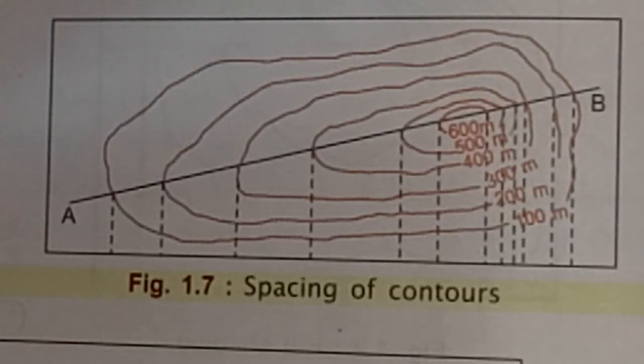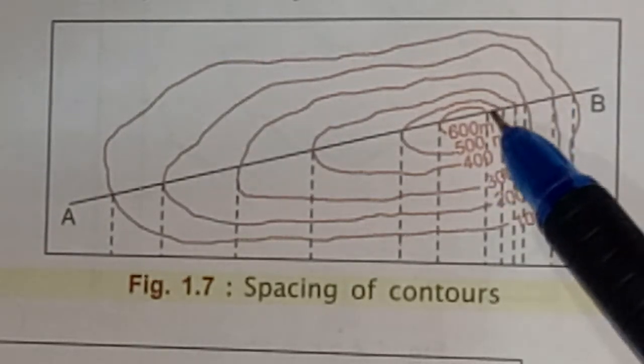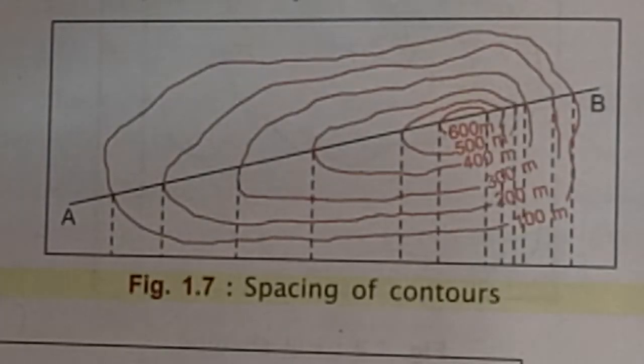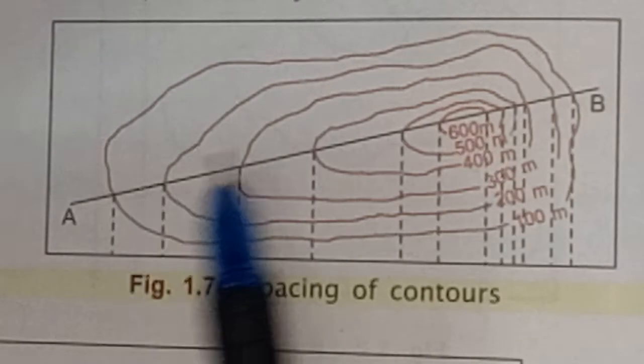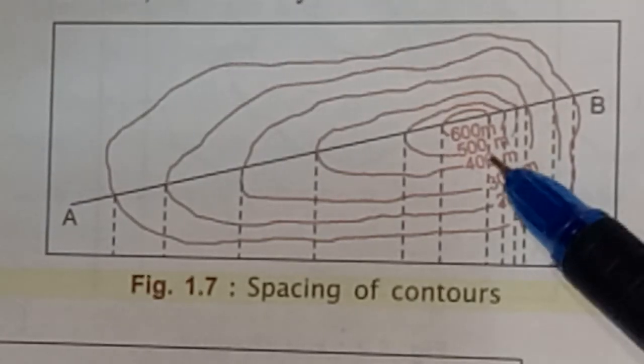Now see, children, this is a diagram of spacing of contours. Is it clear to you? Look here. Whenever the spacing between two contours is close together, it indicates very steep slopes. Whenever they are far away and the space between the contours is large, it indicates a gentle slope.